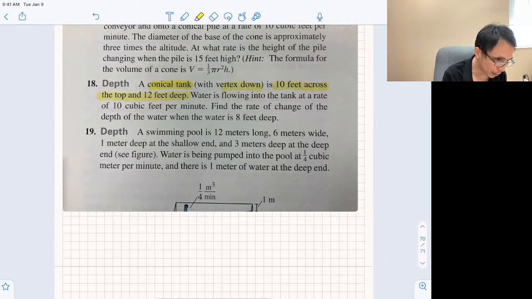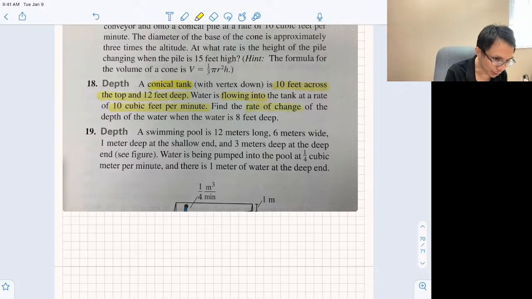Water is flowing into the tank. So water is flowing in, not leaking out. Remember, if it's leaking out, my dV/dt is negative. Does that make sense? But it's flowing in, so that's just as important. Those are the key pieces of information: flow into the tank at a rate of 10 cubic feet. Remember, cubic feet. What does that mean? Right? So that means something else.